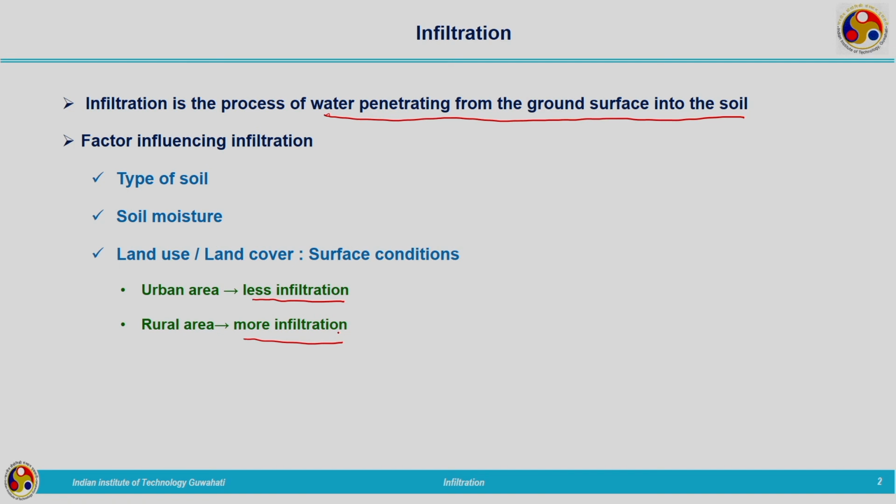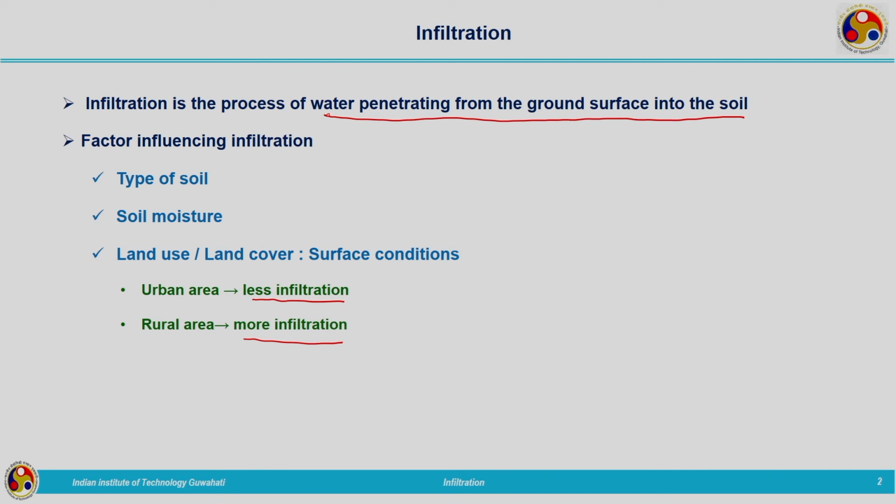Urbanized area, if it is fully paved, then there will not be any infiltration taking place. So, that is the reason why we are making use of paver blocks. Through those blocks we are allowing water to infiltrate into the ground. It is not completely paved, in between gaps are provided.